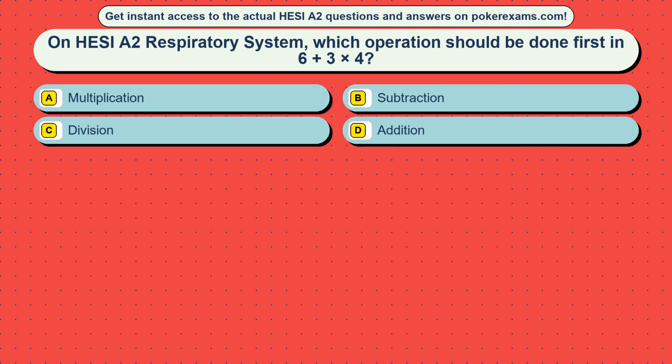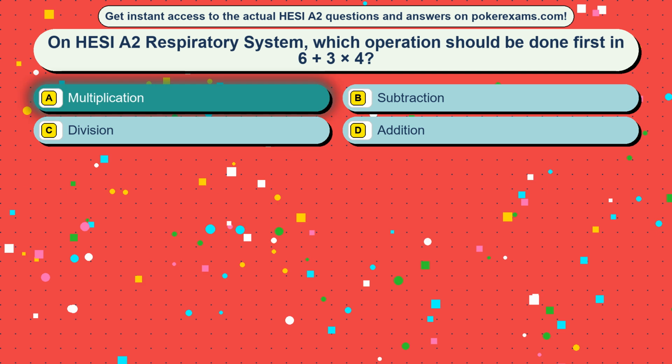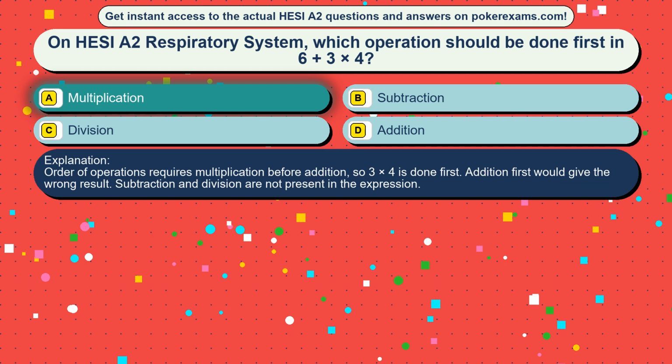Question 34. On HESI A2 respiratory system, which operation should be done first in 6+3/4? Option A, multiplication. Option B, subtraction. Option C, division. Option D, addition. The correct answer is option A, multiplication. Order of operations requires multiplication before addition, so 3/4 is done first. Addition first would give the wrong result. Subtraction and division are not present in the expression.